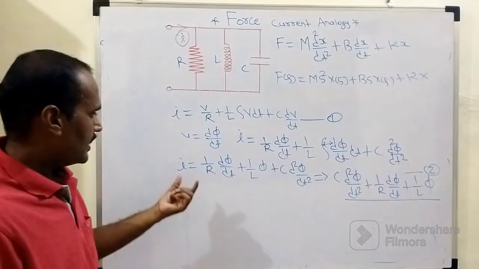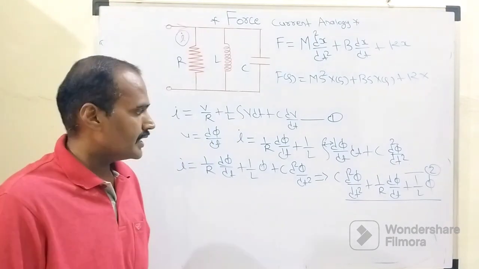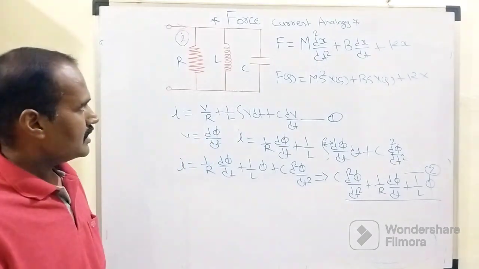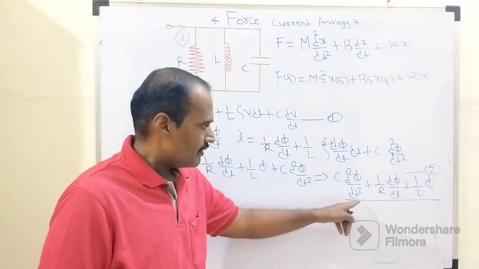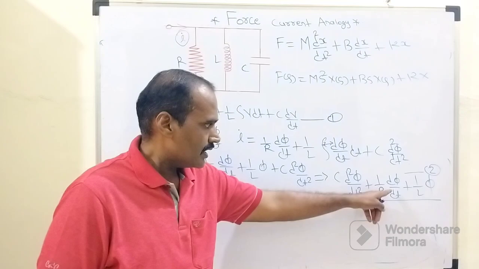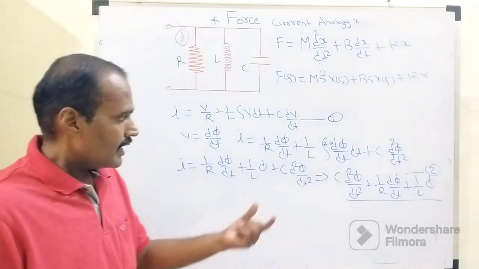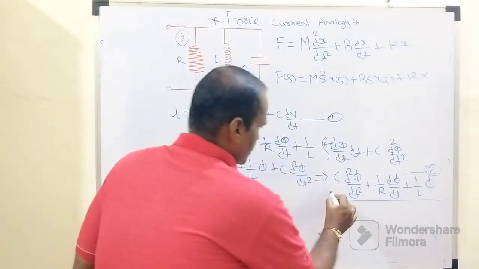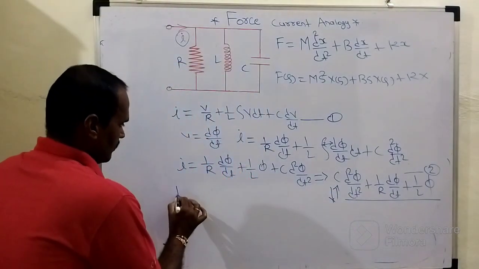According to Faraday's law, V is replaced by the rate of change of flux per unit time. The existing equation of this parallel RLC circuit will become C d²φ/dt² plus 1/R dφ/dt plus 1/L φ. After that, we apply the Laplace transform to this equation number 1.